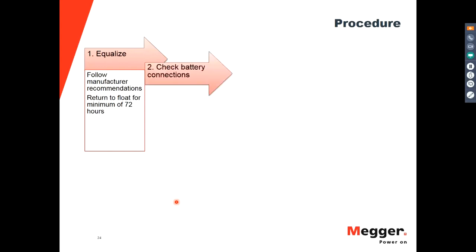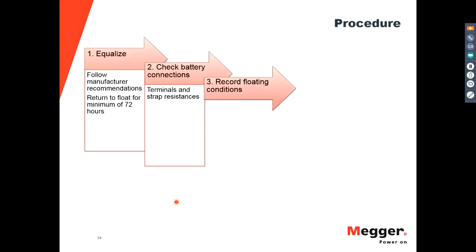The second step is to check the battery connections. So you want to check all the terminal resistances and the strap resistances, and you want to perform maintenance on this if you see something that is not good. Now, if you just want to see how your maintenance procedures are affecting or improving your battery, probably you don't want to do this prior to the test, because you want to see how things are in real life, not with a battery fully prepared.